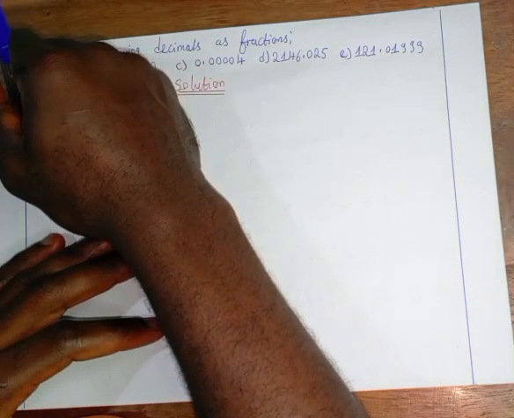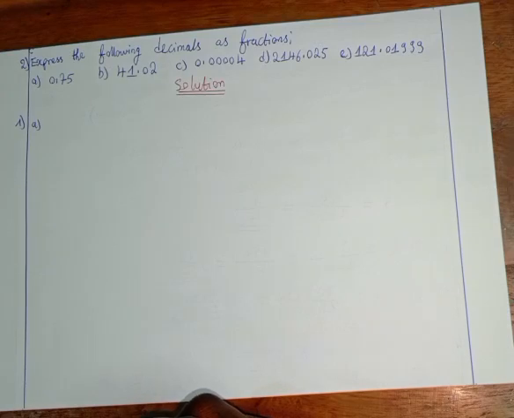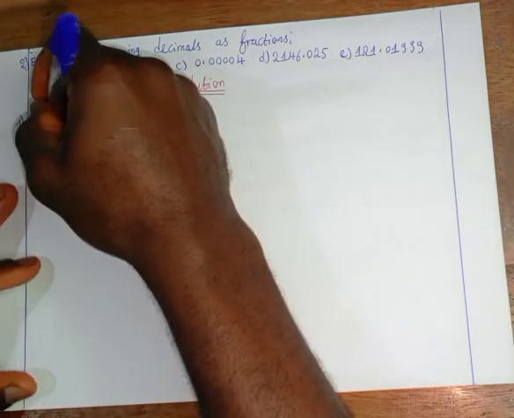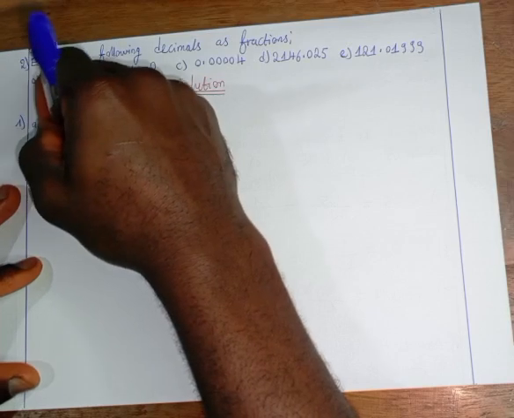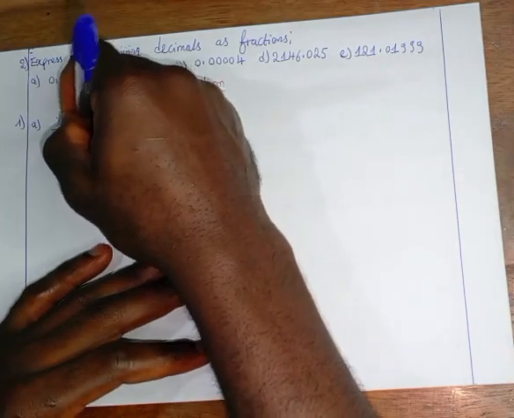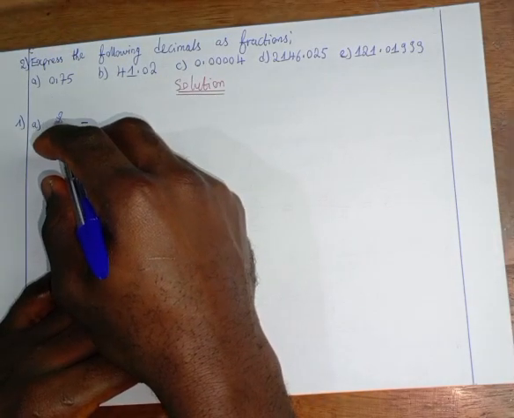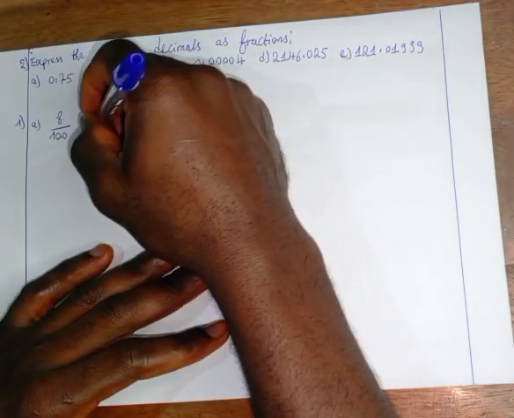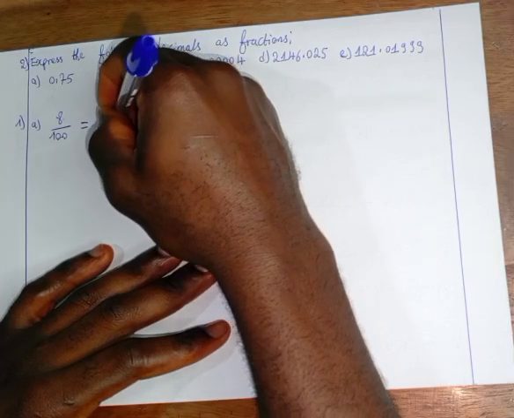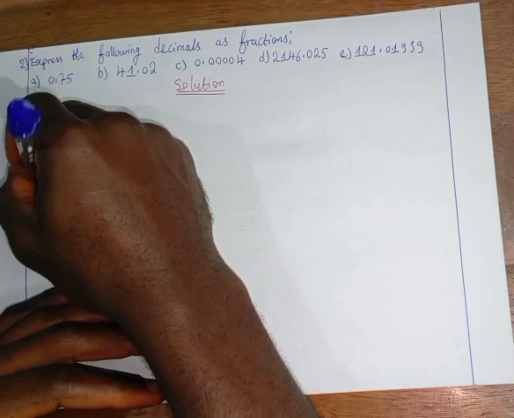We start from question 1. For A, we are to express the fraction 8 over 100 as a decimal. We know this will simply be equal to, we are going to move the decimal point 1, 2 places. So this will give us 0.08.